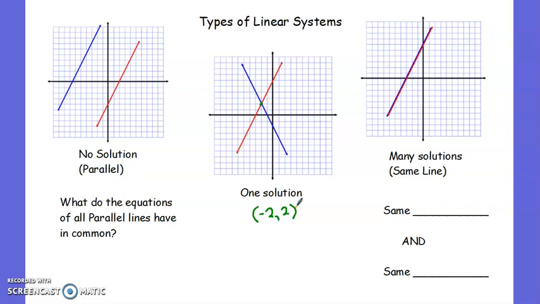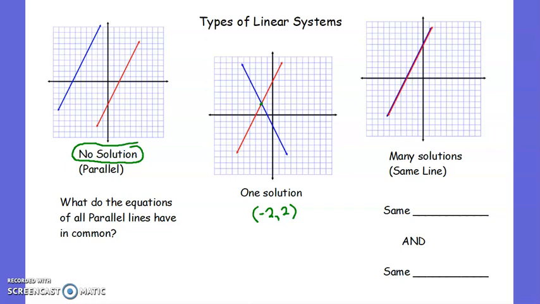But remember that two lines don't necessarily have to cross. Two lines can also be parallel, such as the two lines on the left. If two lines are parallel and they never cross, then there's no one point that makes both equations true. In that case, we say that there is no solution. We can't write down a coordinate because there's no coordinate that would be on both lines.